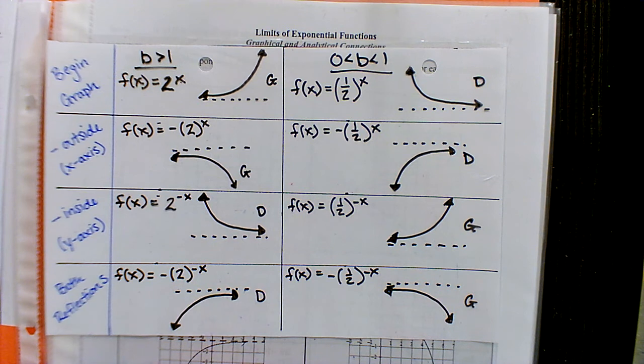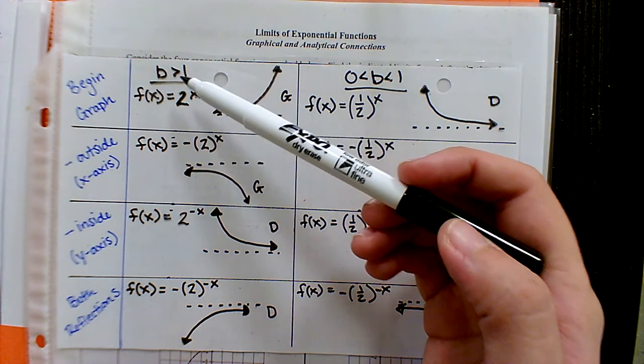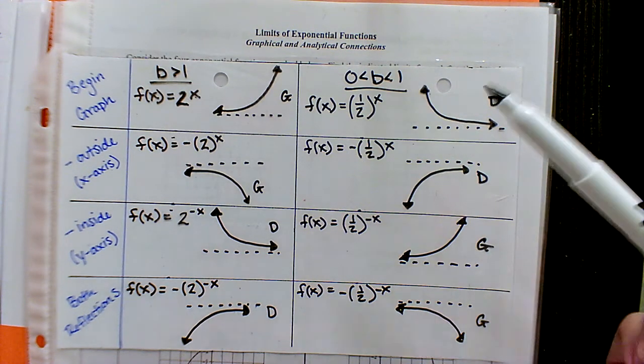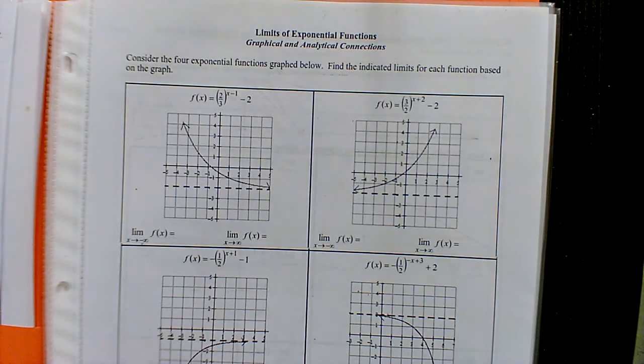Are they coming back to us a little bit? Okay, so you can keep this handy as we go through some of the graphs today. You can just keep it off to the side, but eventually I hole punched it so you can put it in your binder. So we have these 4 different possibilities depending if the base value is bigger than 1 or if the base value is between 0 and 1.